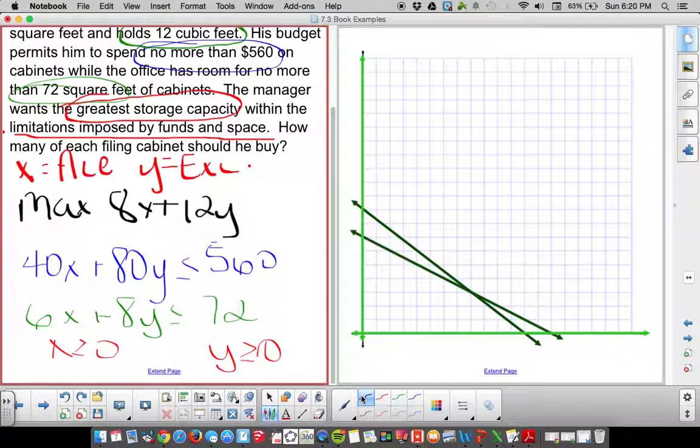But I'm just going to use what I know here about X and Y intercepts. I know if I want my X-intercept, I just have to cover up Y. So I'm going to pretend my Y term isn't there for a minute, and divide 56 by 4.